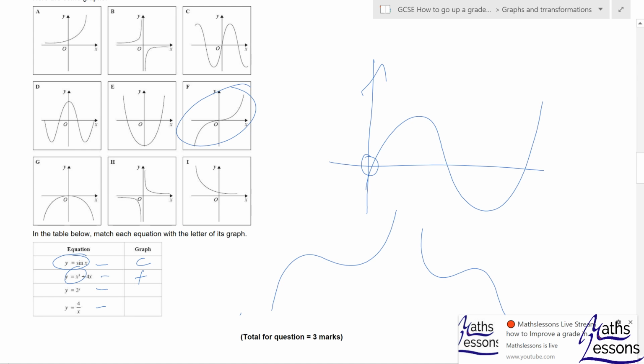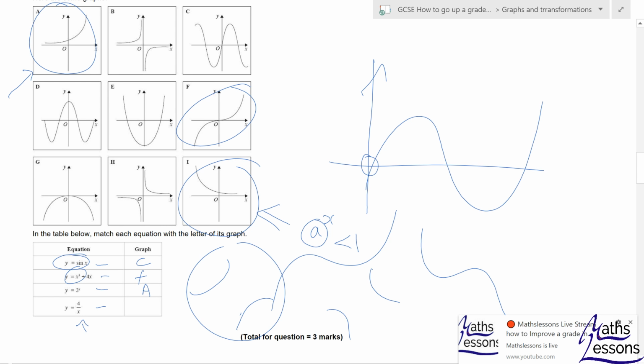F is 2 to the x. Remember, we've got a choice of this one or this one. This one is when the value a to the x, when a is less than 1. This is the value when a is greater than 1, so therefore that must be the one. Then 4 over x. Now it's either going to have this shape or this shape. This shape will not happen, it will happen when we've got a minus sign, and we don't have a minus sign. So there's B. This one's going to be B for 4 over x.